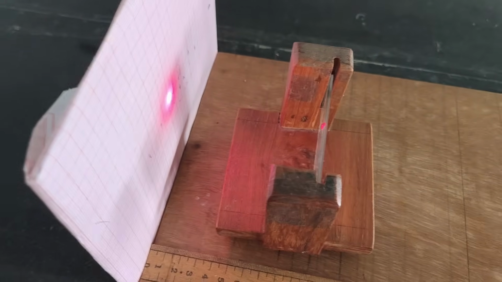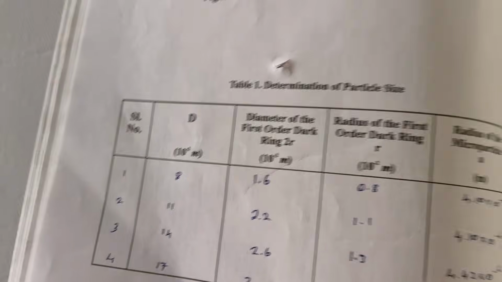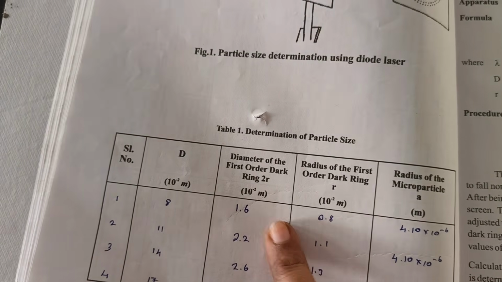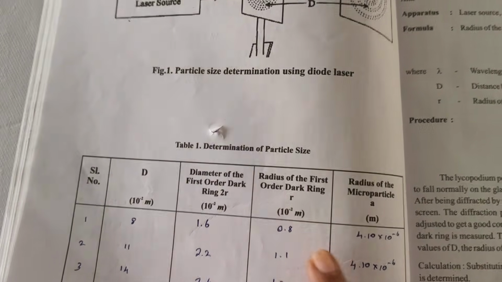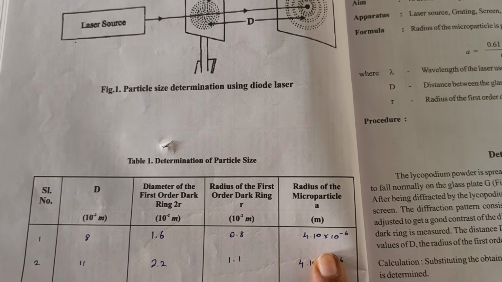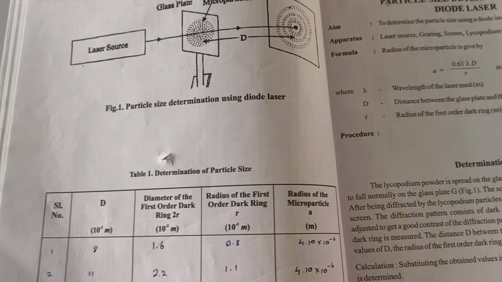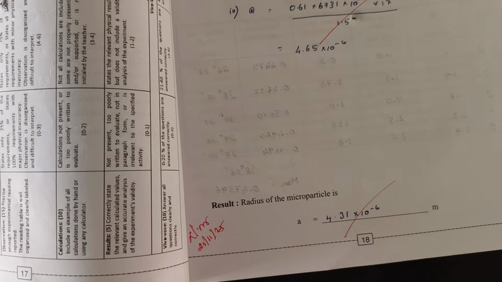From the radius of the circular ring, we have calculated and written the values in the table. We found the diameter of the first order ring, and from the diameter we calculated the radius. From that radius we calculated the microparticle size, which is of the order of 10 to the power minus 6 meter, which is micrometer.